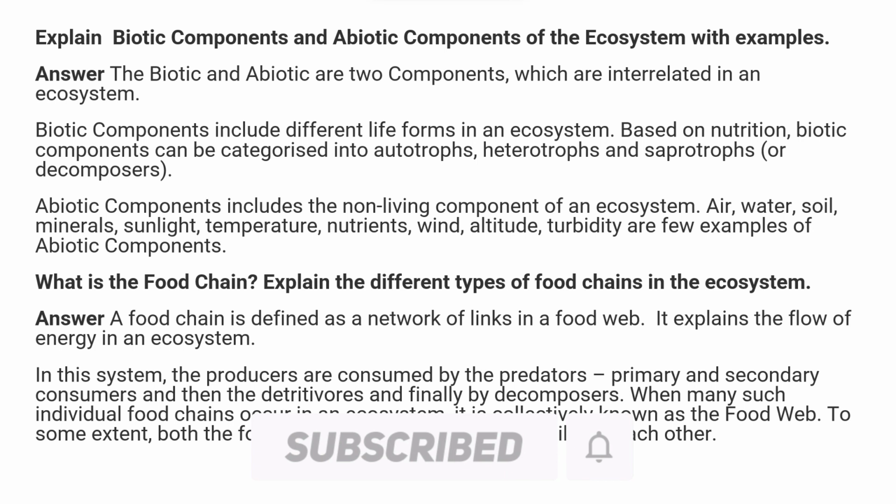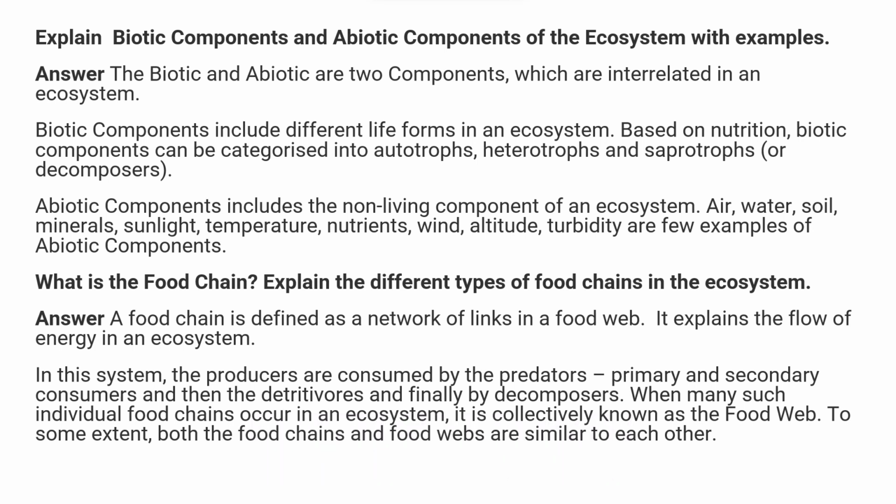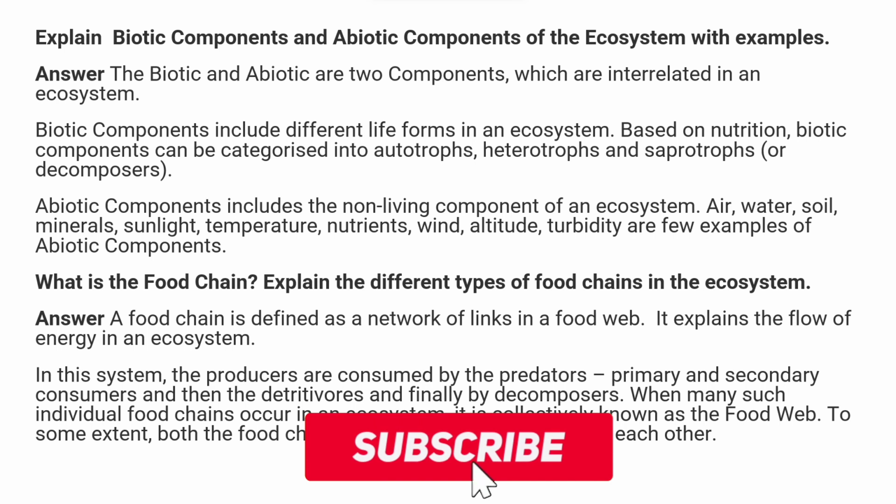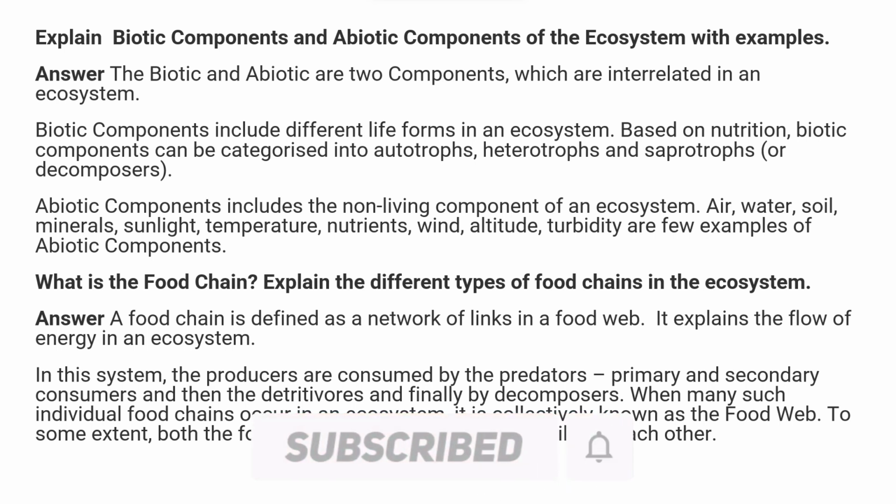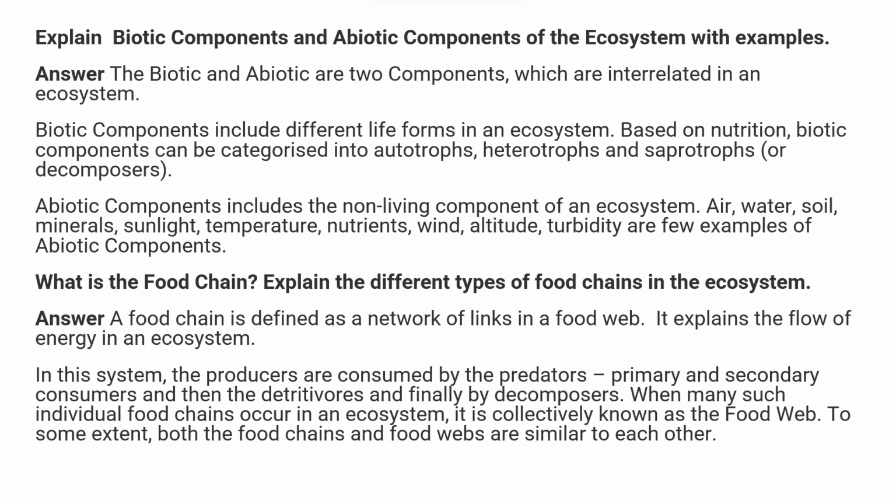What is the food chain? Explain the different types of food chains in the ecosystem. Answer. A food chain is defined as a network of links in a food web. It explains the flow of energy in an ecosystem. In this system, the producers are consumed by the predators, primary and secondary consumers, and then the detritivores, and finally by decomposers. When many such individual food chains occur in an ecosystem, it is collectively known as the food web. To some extent, both the food chains and food webs are similar to each other.